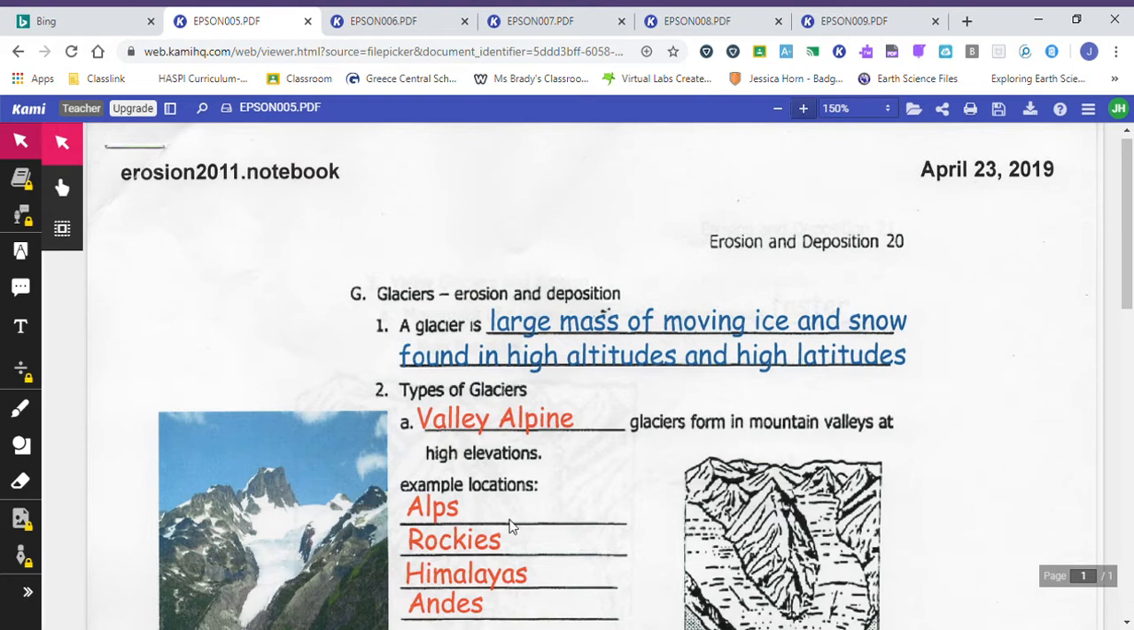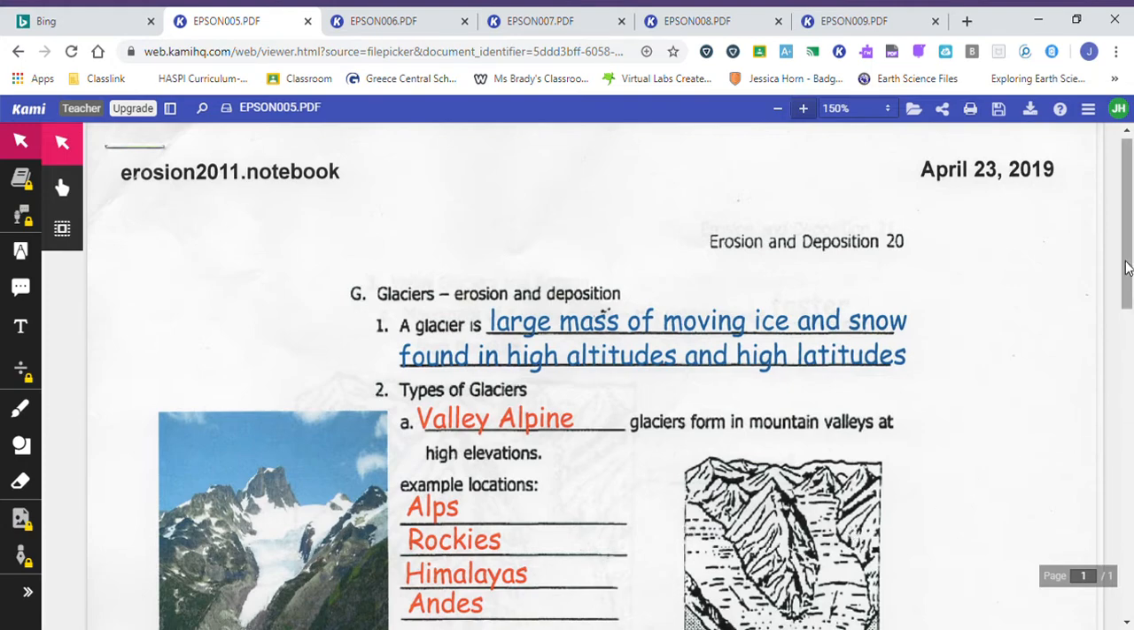Examples of valley alpine glaciers. So think of any really large mountain range in the world. The Alps, the Rocky Mountains, which is out west in the United States, the Himalayas, that's where Mount Everest is, it's the tallest mountain, and then the Andes Mountains.